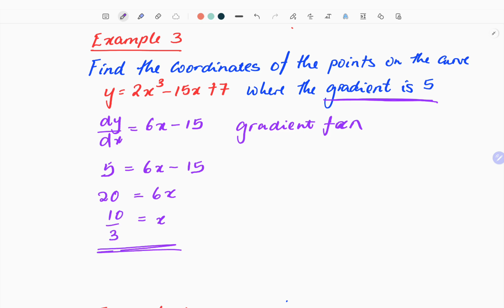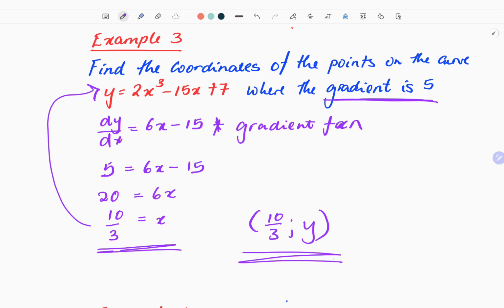After you get your x coordinate of 10 over 3, you substitute that x coordinate into the original function. Remember, to get the y coordinate, you substitute into the original function, not the derivative function, not the gradient function. Otherwise, you're just determining the gradient again. So when you substitute that, you get your coordinates in terms of 10 over 3 and whatever value you get for y. I hope that makes sense.